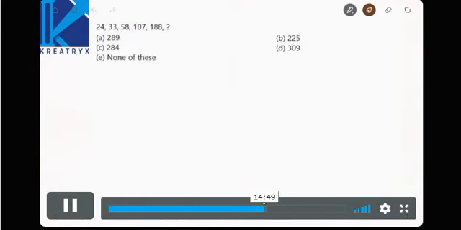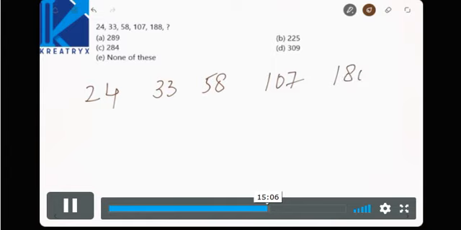Next question, 24, 33, 58, 107, 188 last number. So observe the numbers here, 24, 33, 58, 107, 188. Now what is the difference here? 33 minus 24 is 9. So 58 minus 33, what is the difference here? Is it 25?